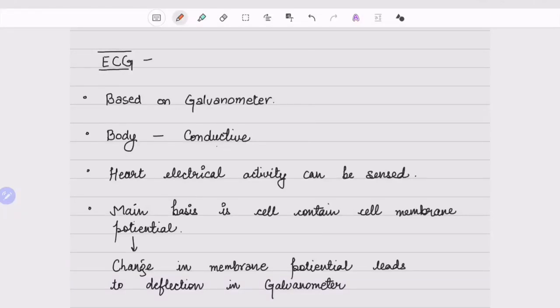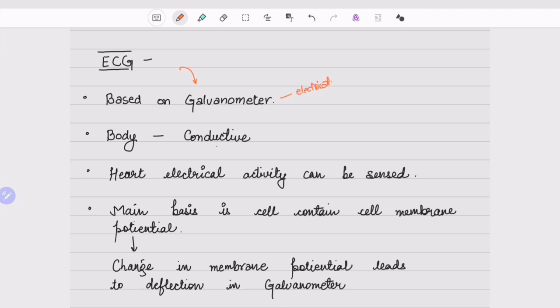As previously, we have discussed the basics related to electrical activities in different tissues of heart muscle and the action potential of contractile and conductive tissue. In this video we are going to discuss the basics of ECG, how a galvanometer as a device catches the electrical activity of the heart. So as we all know, ECG, called the electrocardiogram, is based on the galvanometer, a device which is used to detect the electrical activity.